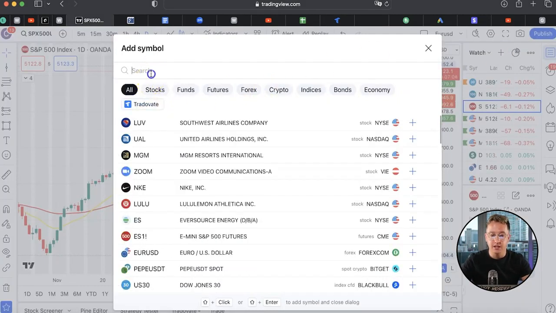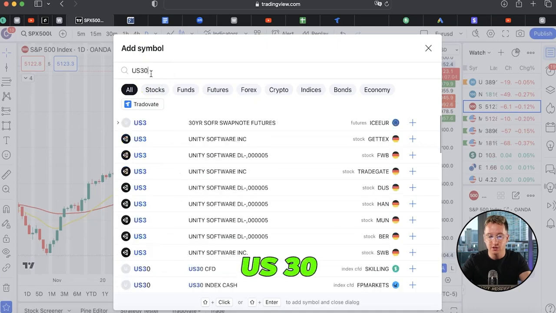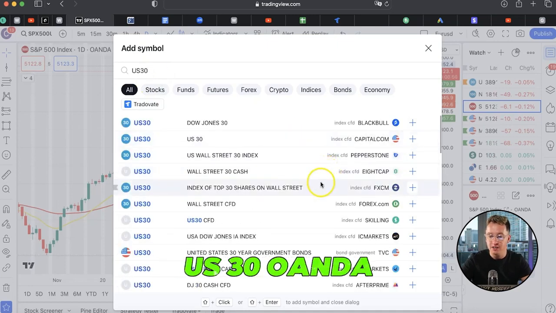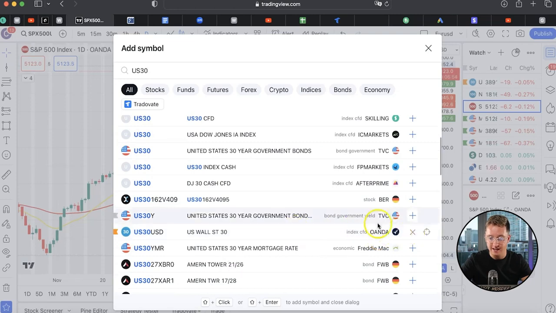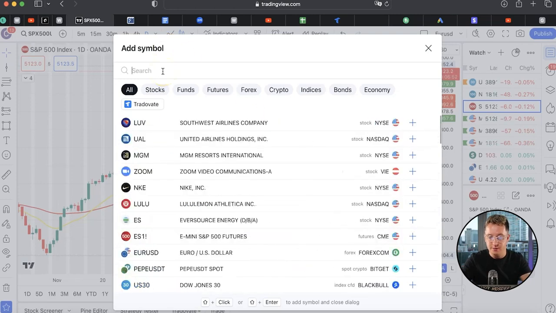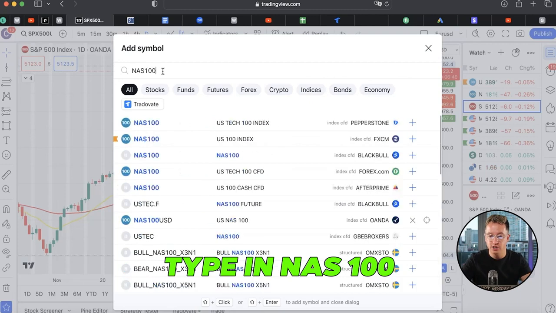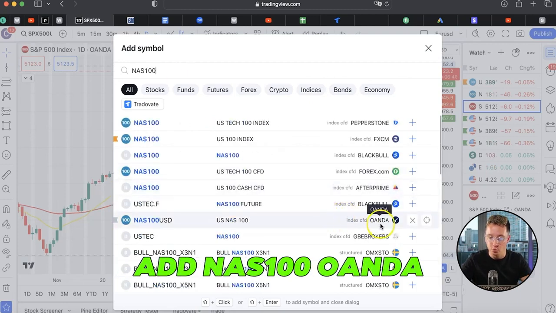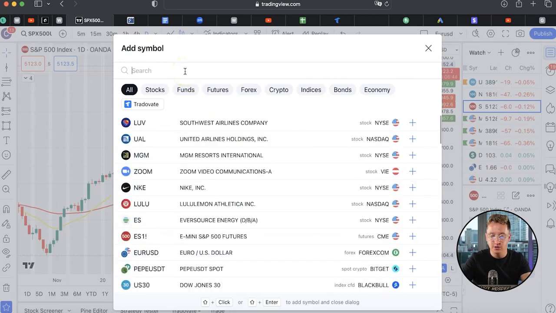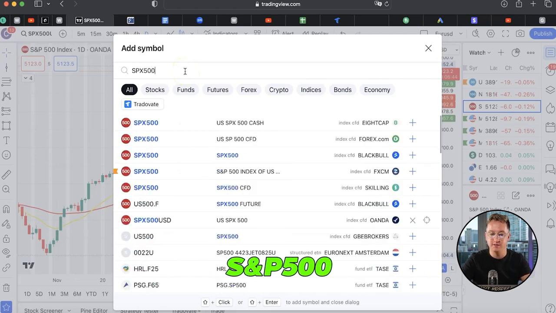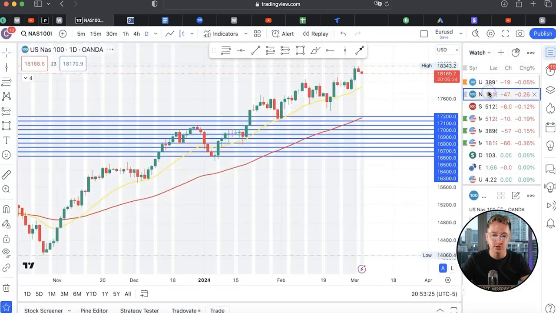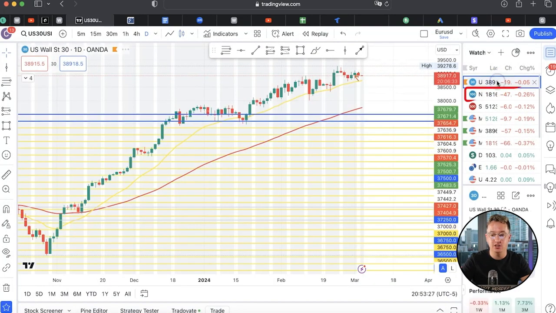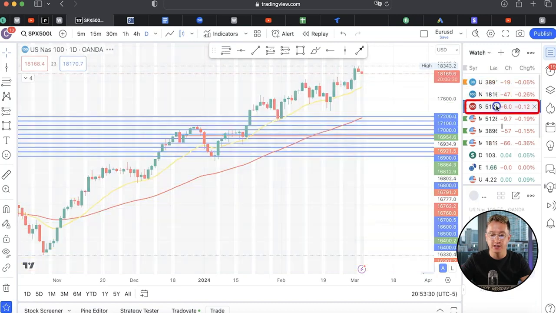Okay, so we're going to go right here and we're going to type in US30 and you want to get US30 OANDA. Right here, you can see I already added that to my chart. After you do that, type in NAS100, add NAS100 OANDA, and then the last one is going to be S&P 500, S&P 500 OANDA. Once you do that, you'll be able to switch from each index on your chart right here, and you can see.